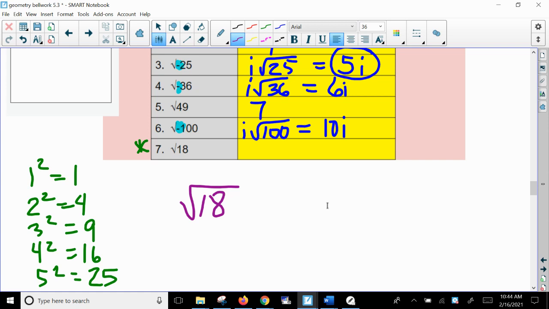But those numbers 1, 4, 9, 16, and 25 are all perfect square numbers. So out of my perfect square numbers, I know 25 cannot go into 18. 16 does not go into 18, but 9 does go into 18 because 9 times 2 equals 18, right? So since 9 times 2 equals 18, I know the square root of 18 is the same as the square root of 9 times the square root of 2. The square root of 9 is 3, and the square root of 2 cannot be simplified. So my final answer for number 7 would be 3 times square root 2.